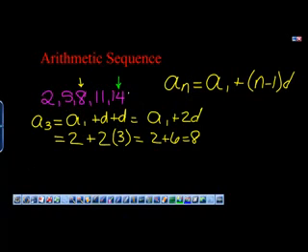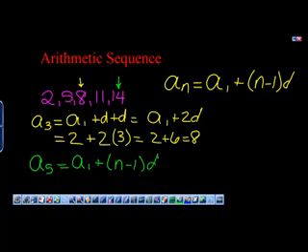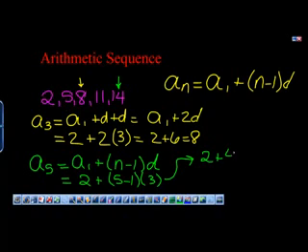Let's check this and find our fifth term, 14. We want our fifth term, so we'll say A sub 5 equals our first term plus our number of terms minus 1 times our difference. Our first term is 2. We want our fifth term, so we'll do 5 minus 1, and our difference is 3. That becomes 2 plus 5 minus 1 is 4 times 3. 2 plus 4 times 3 is 12, and 2 plus 12 is 14, and sure enough, that is our fifth term in our sequence.